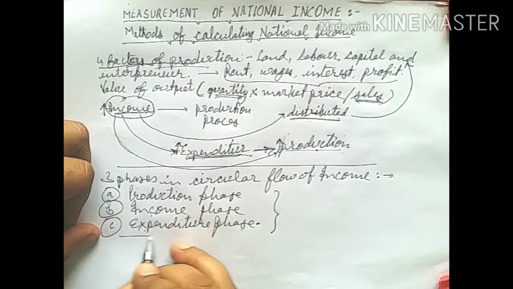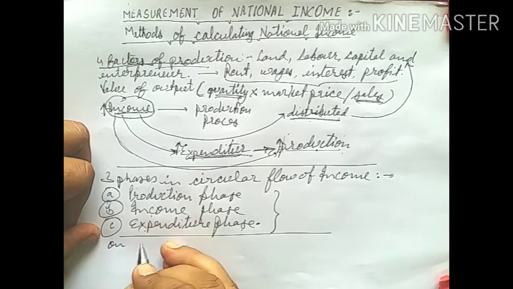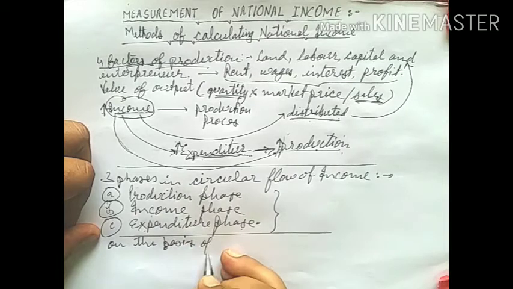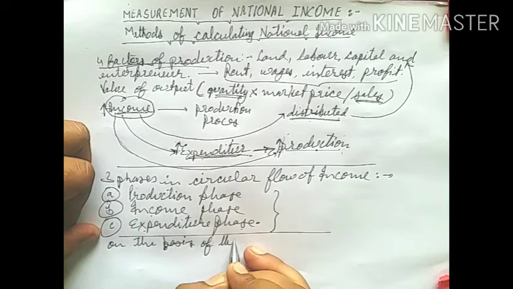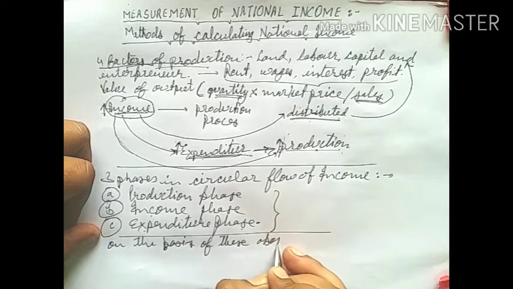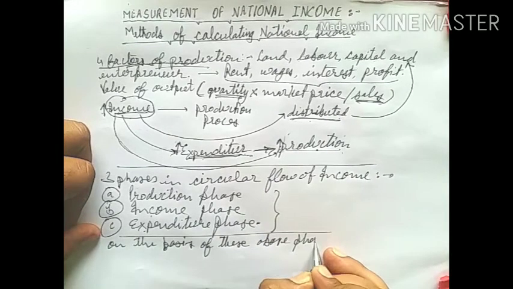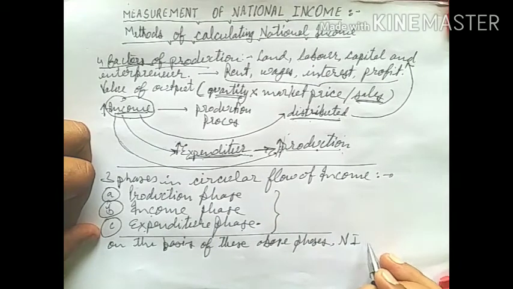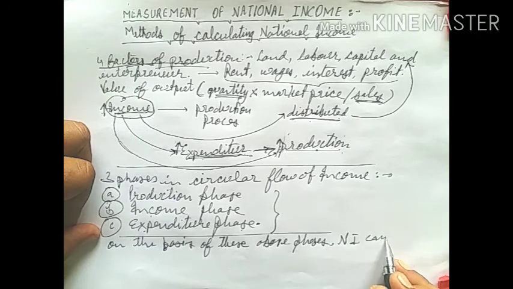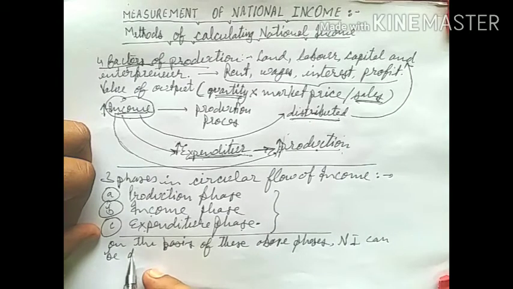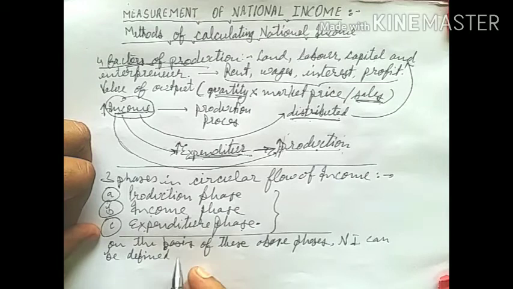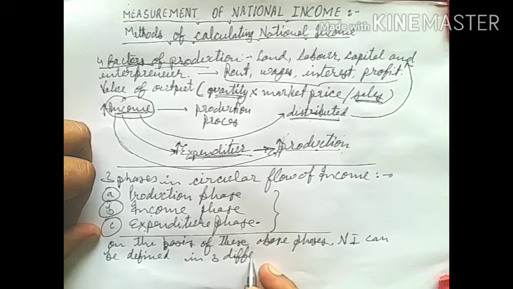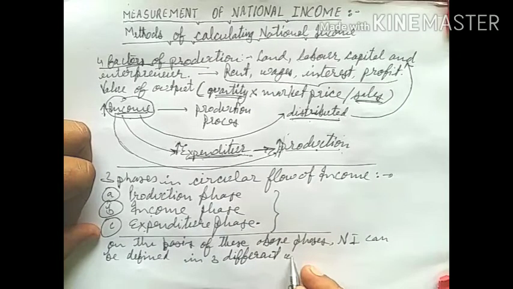So national income, on the basis of these above phases, can be defined in three different ways.